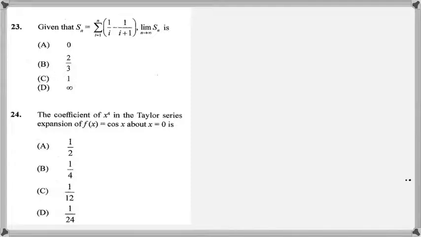Guys, so now let's look at question 23 and 24. Question 23 says, given that S subscript n is equal to the sum from i equals 1 to n of 1 on i minus 1 on i plus 1, they're asking us what is the limit as n tends towards infinity of S subscript n. As it is right now, we can't really find the limit of it, right?